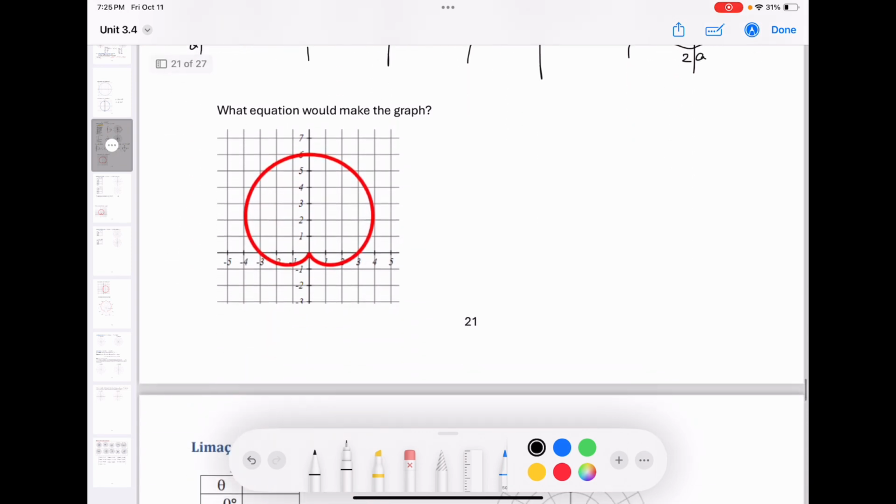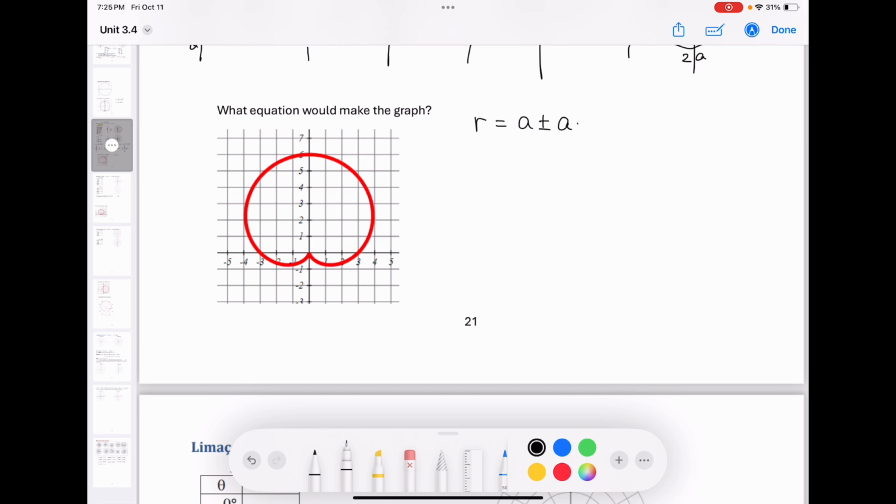Okay, let's see the next example. What equation would make the graph? So I give you the graph and ask you the equation. This one is a cardioid. Cardioid is R is equal to A plus or minus A times sine or cosine theta. So the sine and cosine, which one is on the y-axis?